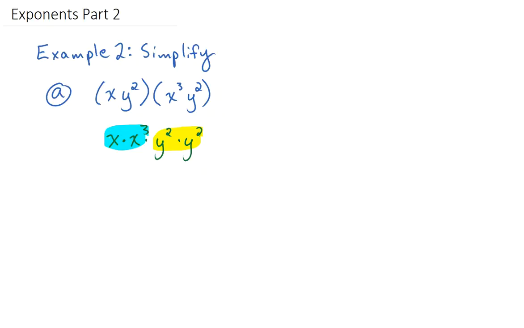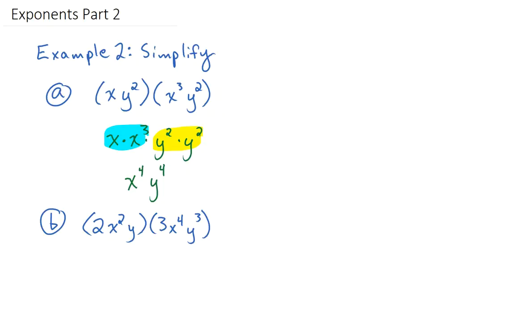So if the bases are different, they can't combine. But if the bases are the same, those can combine. So the x's, there are 4 x's, and the y's, there are 4 y's, but for different reasons. Okay, so that's all you do when there's more than one variable in the expression, is you multiply together the ones you can, or the ones that are the same, and then glue them together.